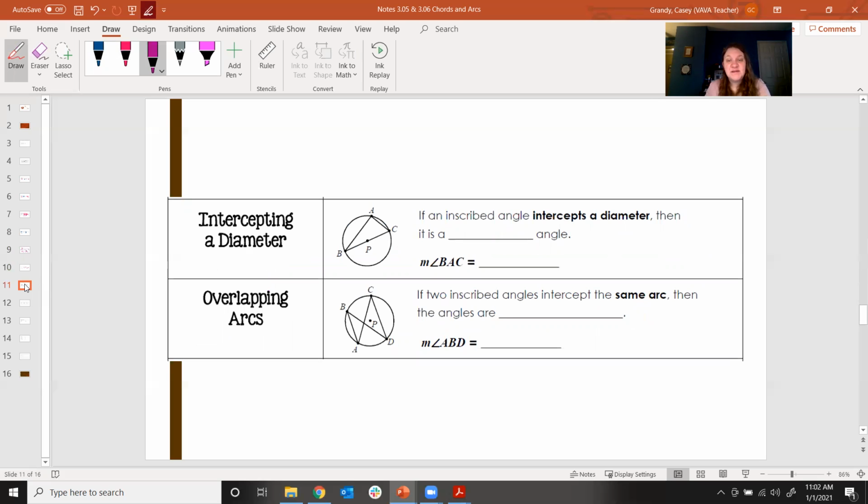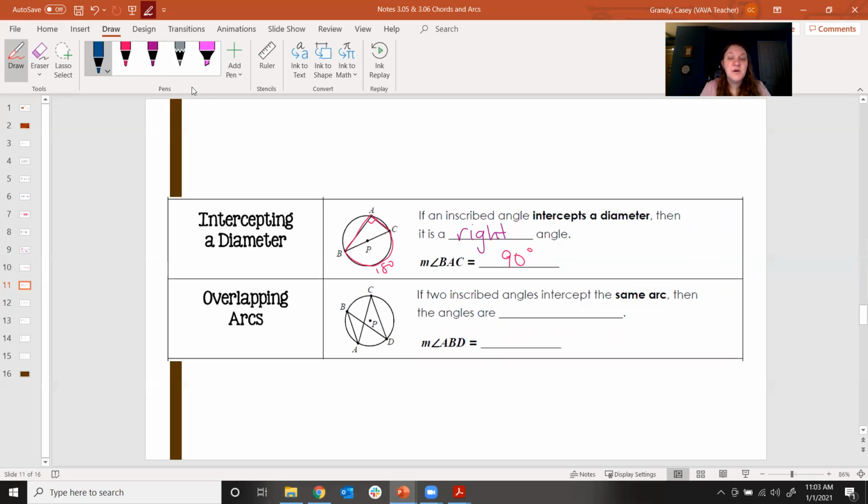If you have an inscribed angle that intercepts your diameter, it will always create a right angle. And we know that because a diameter is half a circle, so the measure of this arc is 180. So this inscribed angle will always be half of 180, and half of 180 is always 90 degrees. So if you have an inscribed angle that's intercepting a diameter, you can go ahead and say that's 90 degrees.